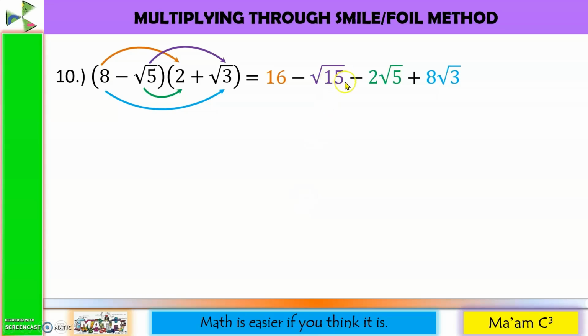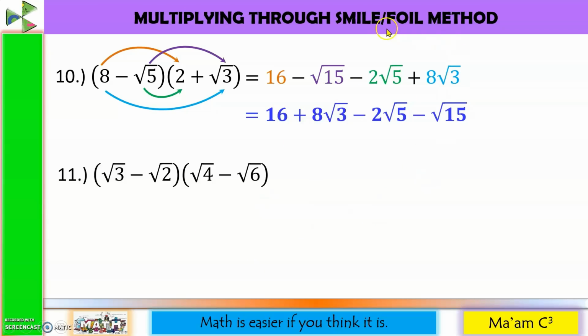Since there is nothing I can factor out from square root of 15, square root of 5, and square root of 3, this will be our final answer. We just have to rearrange them. So let's start with 16, followed by plus 8 square root of 3, and then minus 2 square root of 5, and then minus square root of 15.